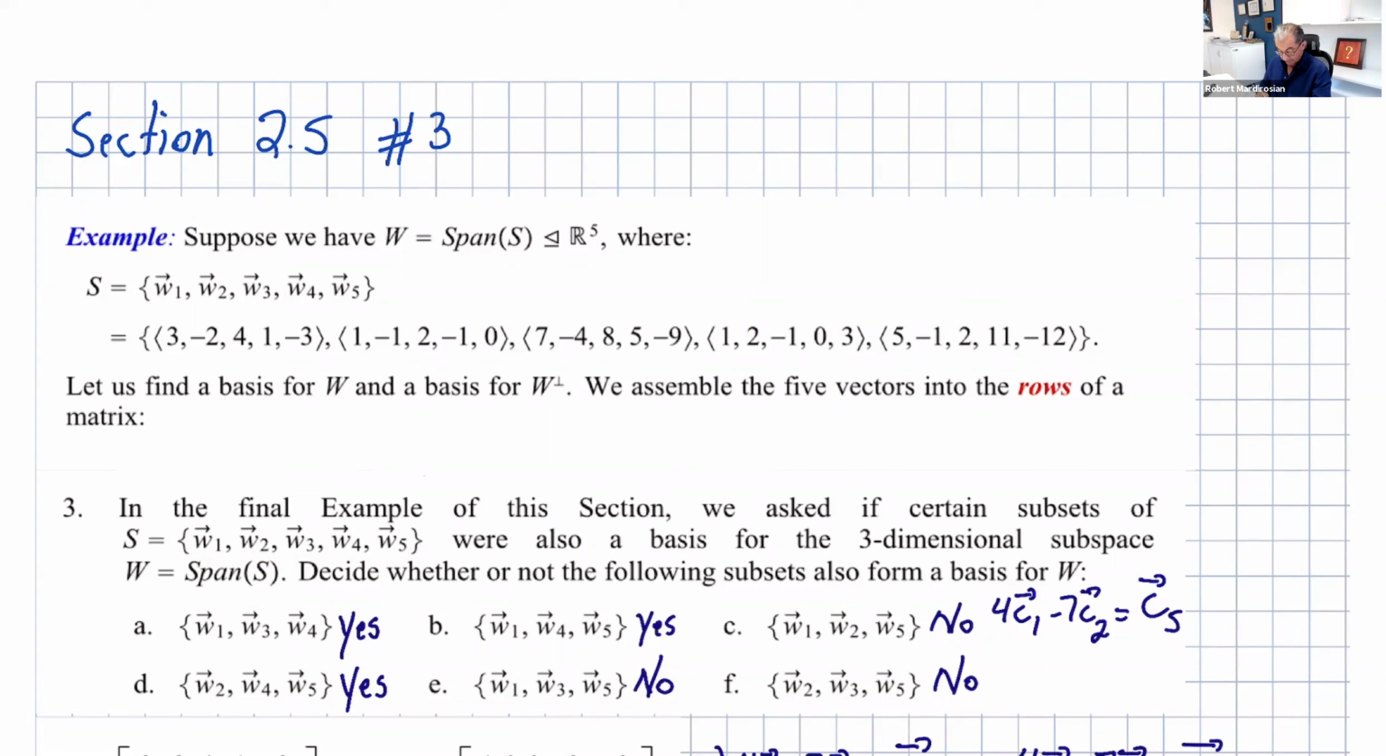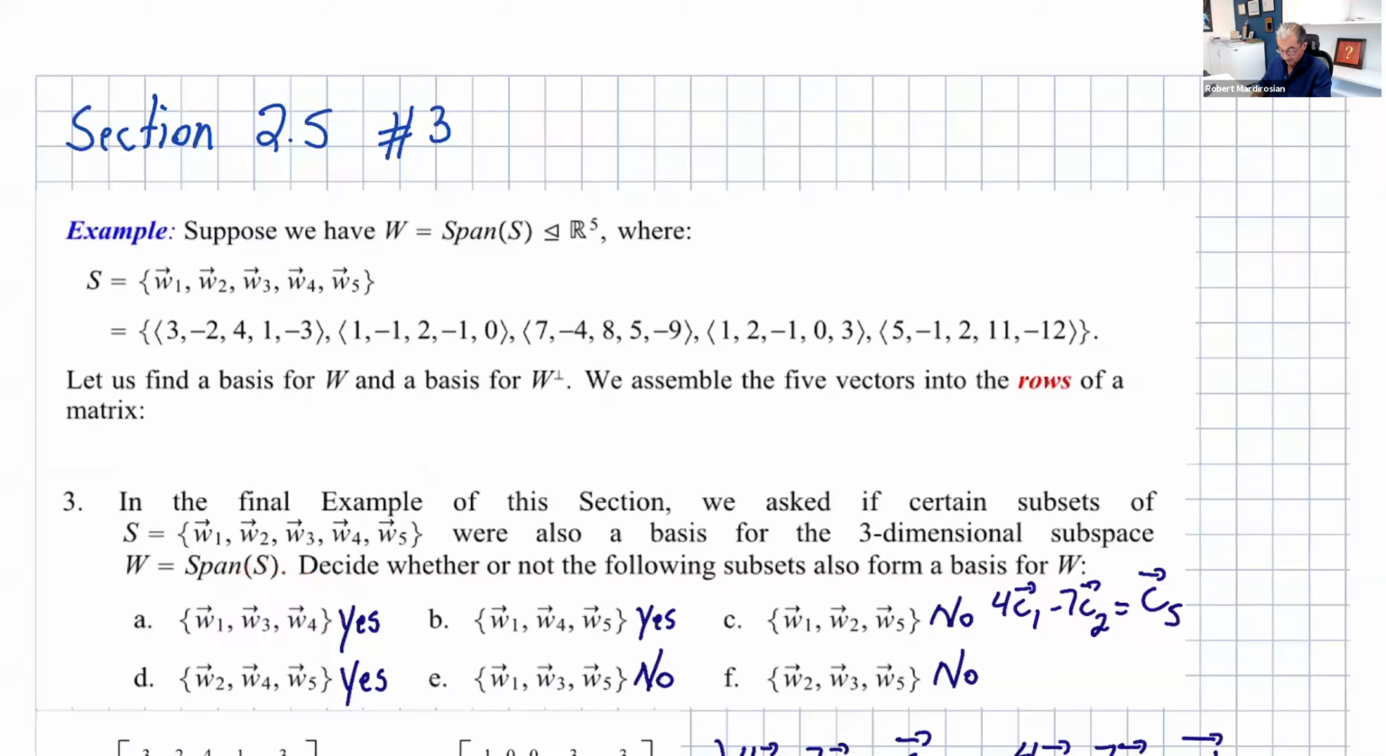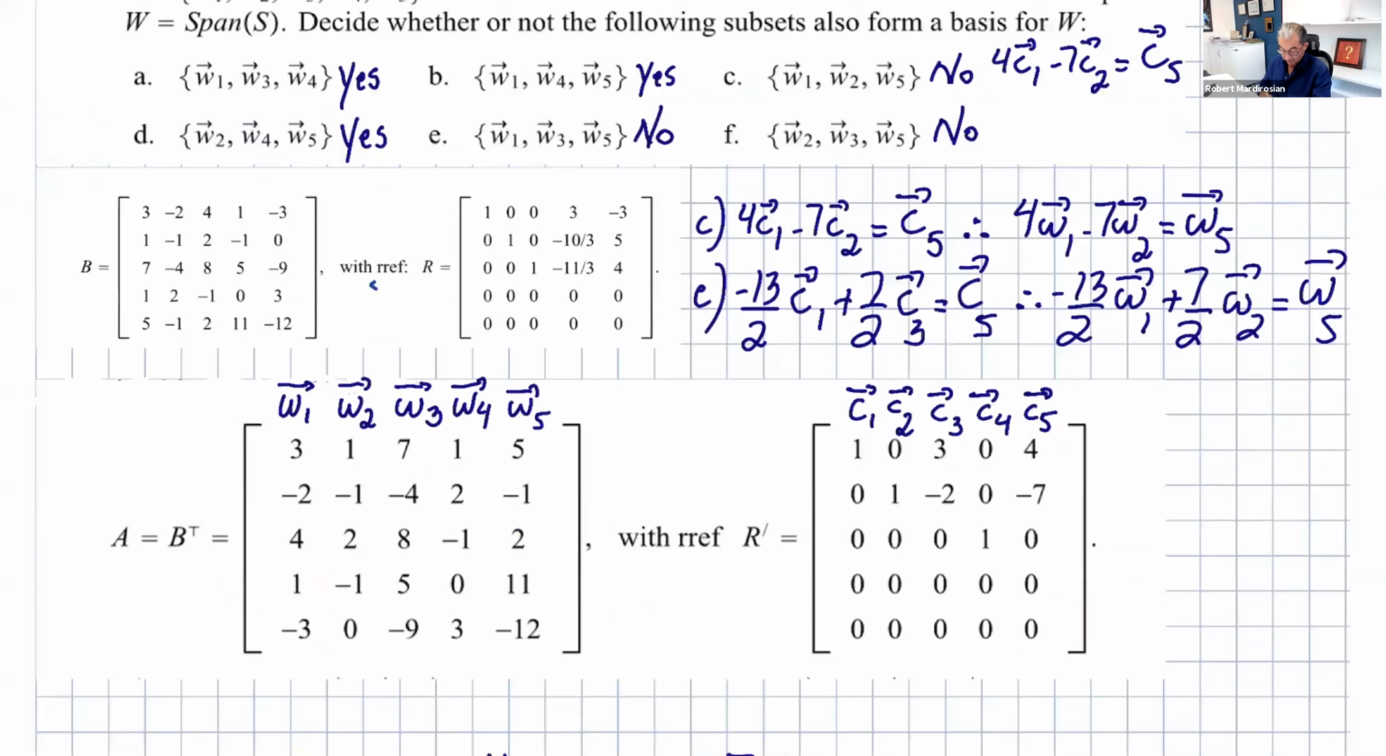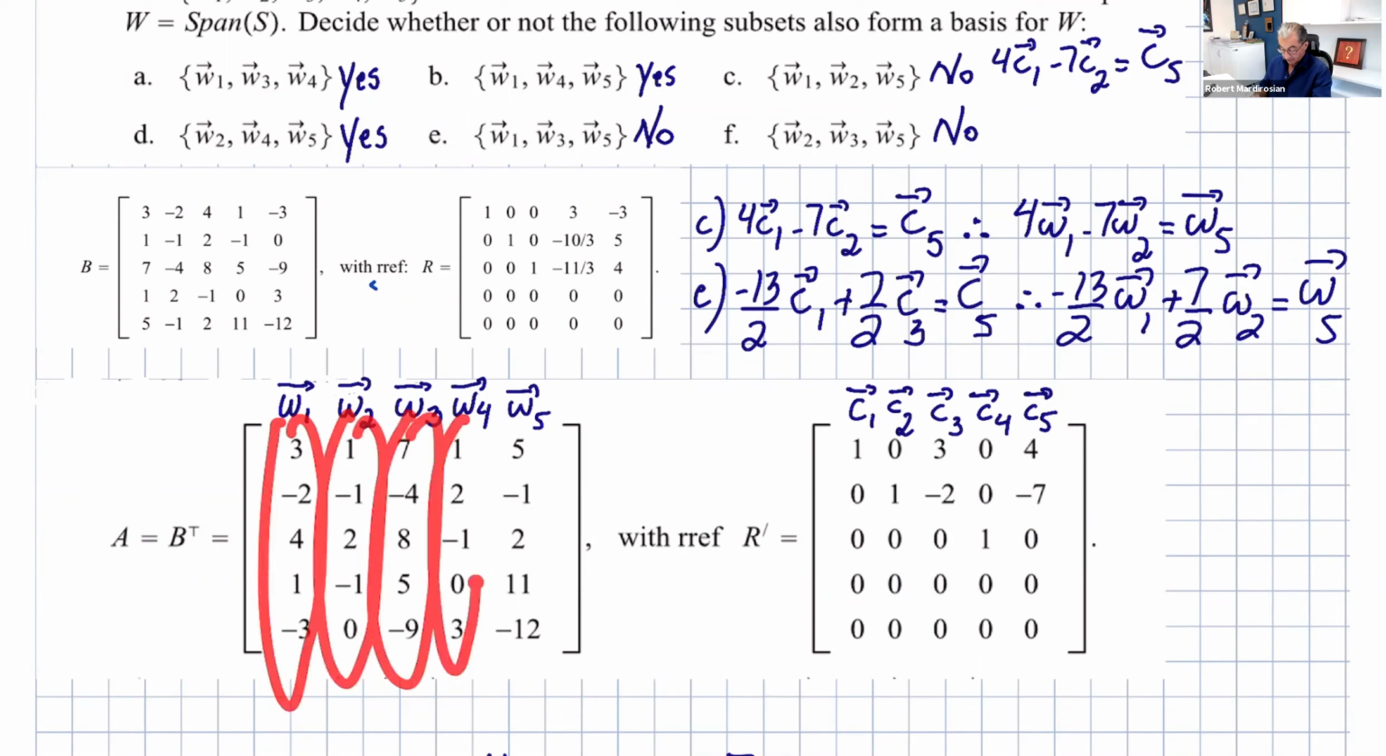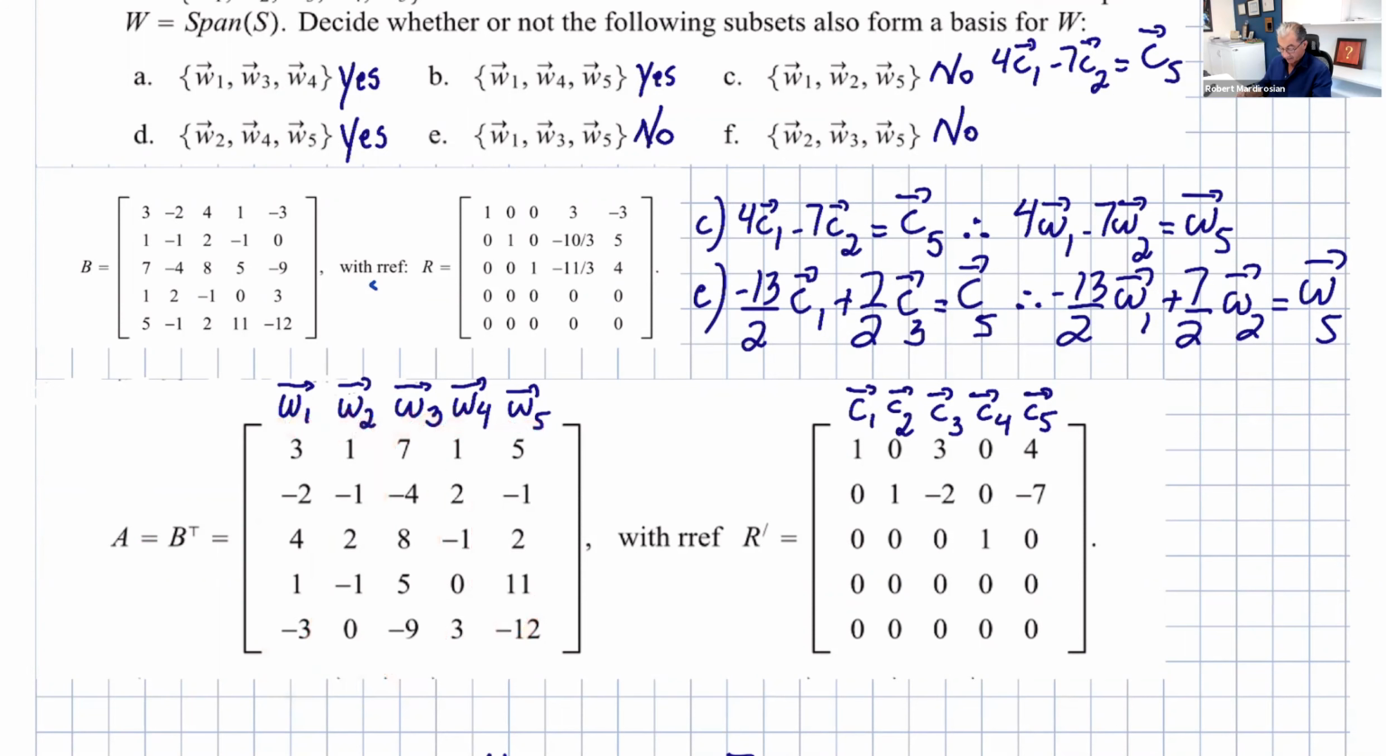To see if any of those can form a basis, what you need to do is write these vectors as columns of a matrix. In the example, they called it A, which is the transpose of B, and these are our vectors. So you write them as columns of this matrix. Then you can find the RREF of that matrix.